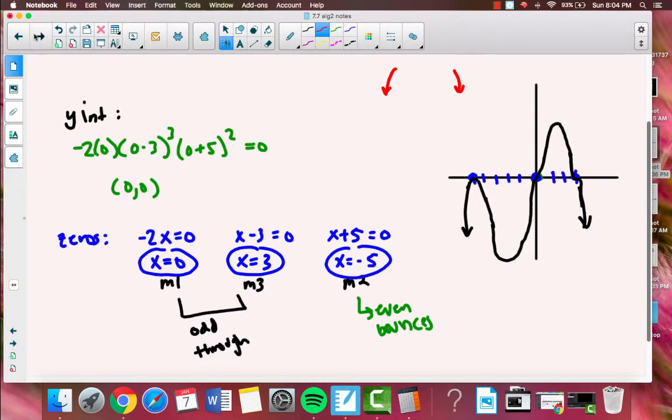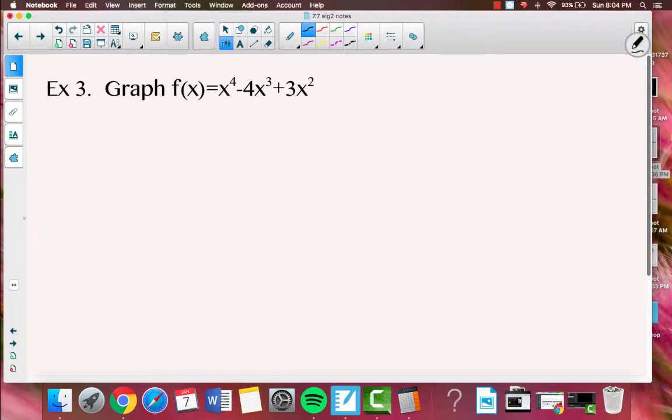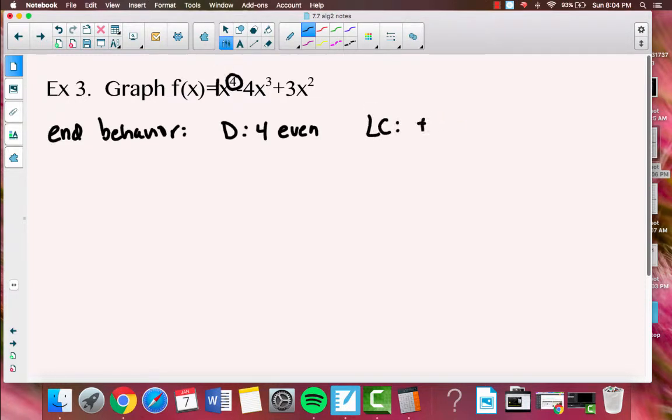So let's look at example 3. So this one, it says graph this equation here. Now notice this is not in factored form. So right away, end behavior is a little bit easier to find. So we want to look at the degree, and the degree is the highest exponent. Remember, we don't have to count when it's not factored. So the degree is 4, so it's even. And then our leading coefficient is the number in front, which is a 1, and it's positive. So here we have a polynomial whose end behavior is going to go up in both directions.